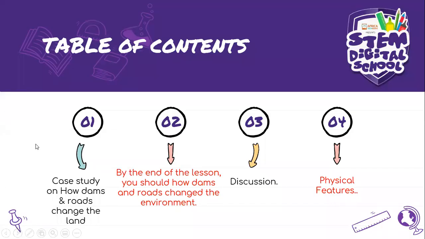Okay, the main things you need to know about this lesson: we'll be reading a case study on how dams and roads change the land, and by the end of this lesson, you should know how they change the environment. It's a discussion, so don't be scared to raise your hand. You can also write your answers on the group chat. We are still looking at physical features. So let's move.